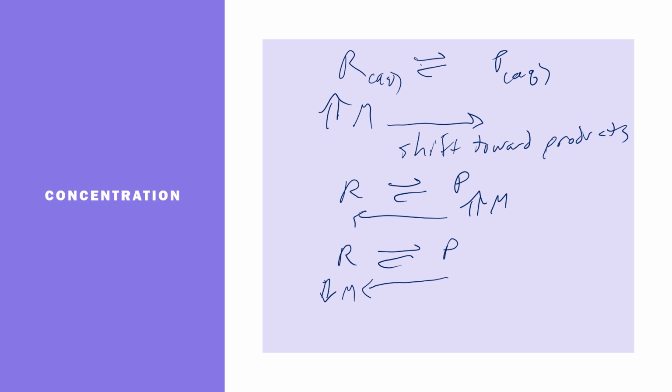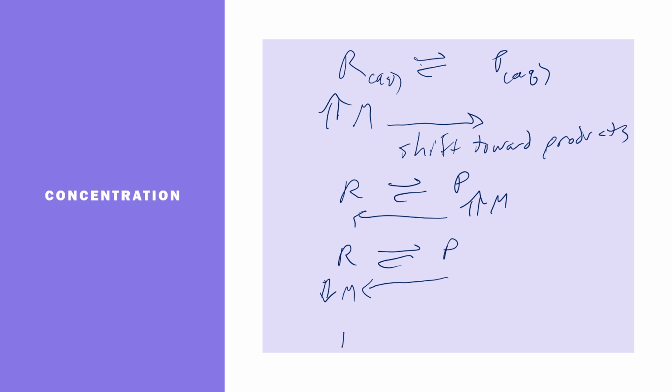Try to avoid saying left and right. A lot of times people can mix those up or just get them confused. So if you get in the habit of saying shifts towards the reactants, shifts towards the products, that will be more accurate in every situation.